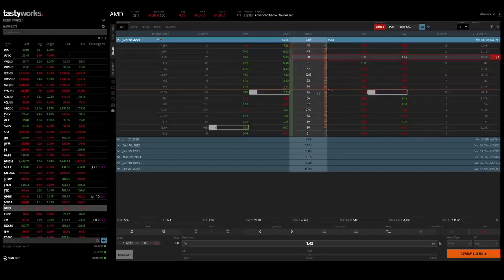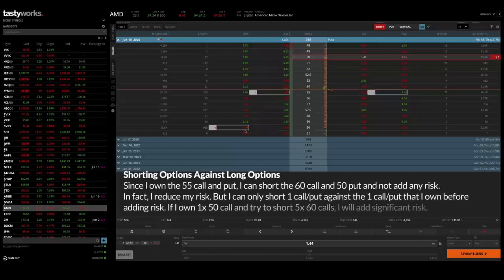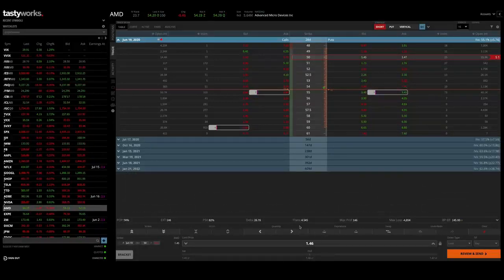But if I did not own these options, then shorting these options is incredibly risky, and I would need to put up a lot of buying power or margin to short those options. But since I own these options, shorting options at further out of the money strike prices does not increase my risk, and actually it reduces my risk, and that's why the platform is giving me a credit to my buying power equal to the amount of whatever I sell this for. So that's a little bit more complicated, but I just want to be thorough in the things I'm explaining. But I'm going to go ahead and short this 50 put now.